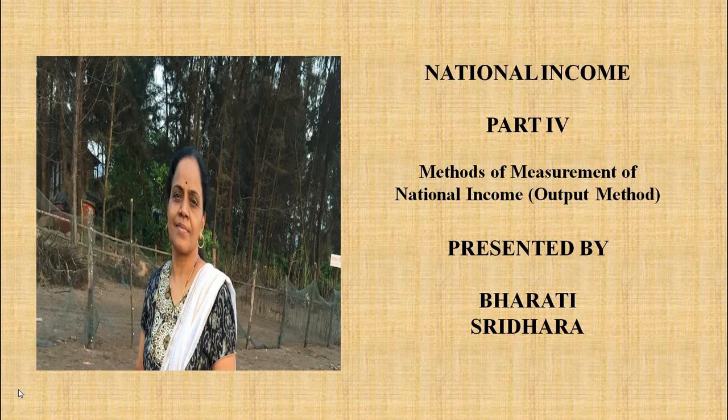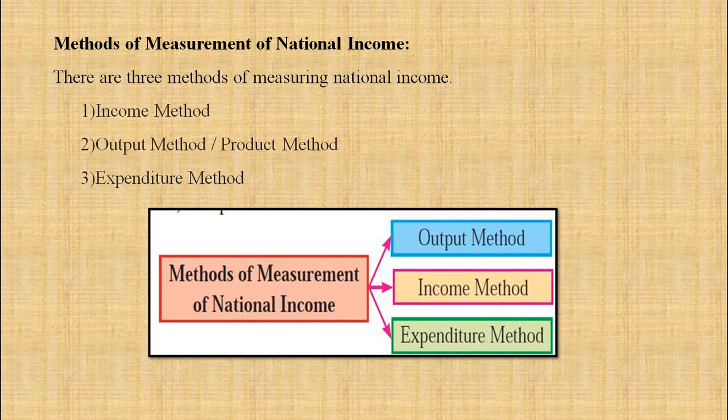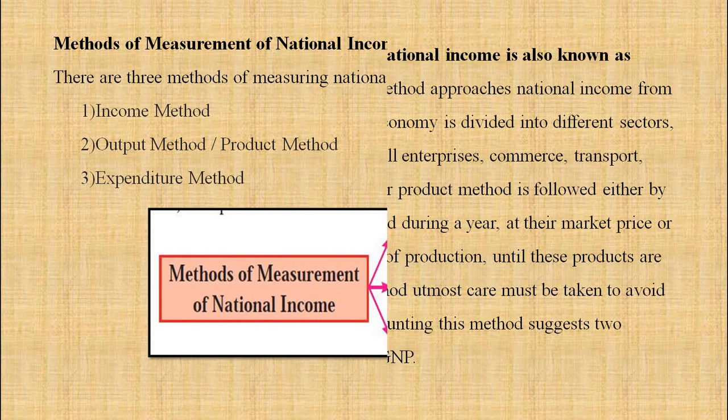Welcome back, students. This is the fourth part of national income. In this part, I am going to discuss methods of measurement of national income. This is very important. There are three methods of measuring national income. Number one, income method. Number two, output method or product method, and number three, expenditure method. So all the three methods we have to discuss.